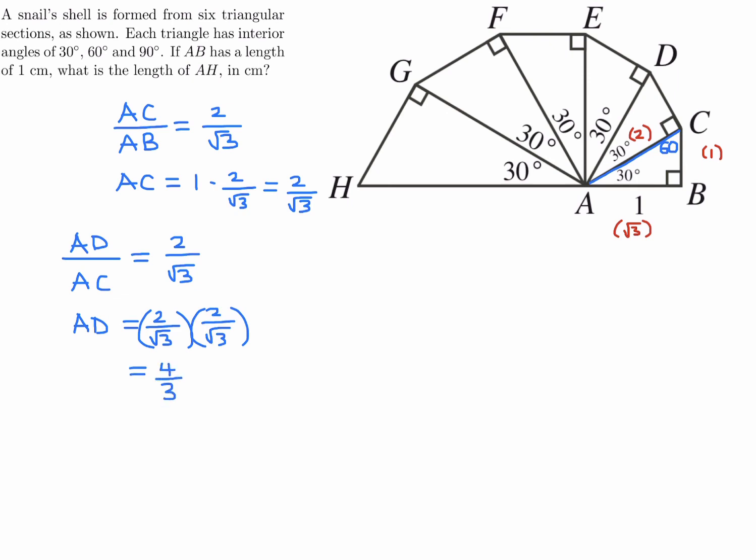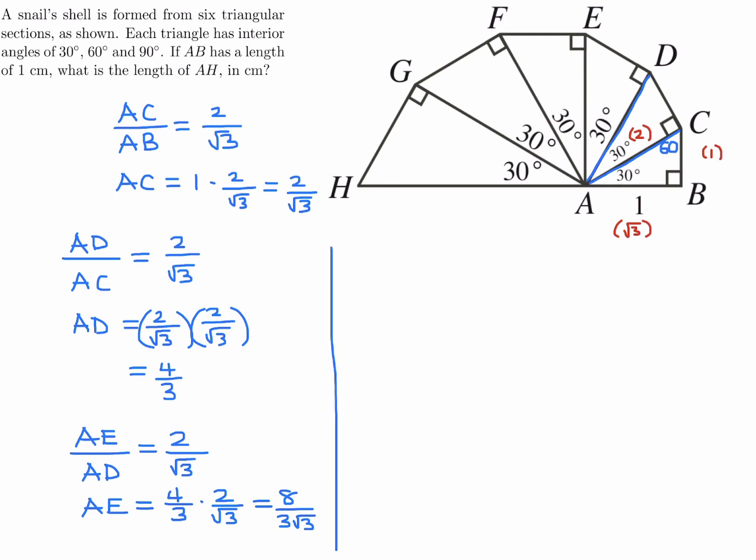All right, so I hope you get the hang of this. So we just have to keep doing this over and over again. So we just got AD. Now I have to do AE. Again, AE over AD is equal to 2 over root 3. Therefore, AE will be AD times 2 over root 3, and AD is 4 over 3, times 2 over root 3. So this is equal to 8 over 3 root 3.